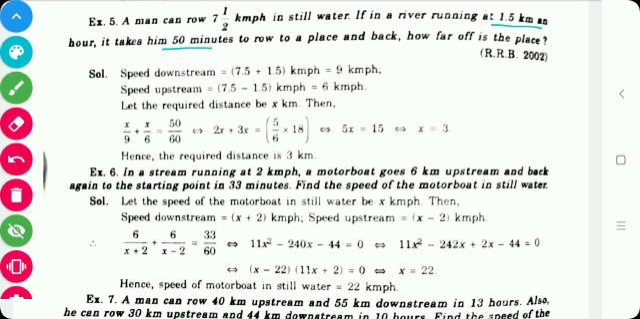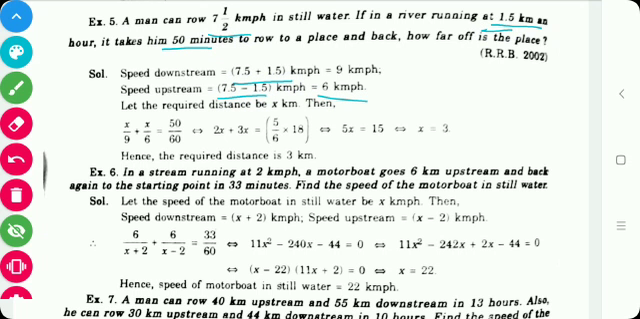Okay, so first we will see the speed of downstream and upstream. So the speed downstream is equal to 7 and 1 by 2, means 7.5, plus 1.5, so speed downstream is 9, and speed upstream is 7.5 minus 1.5, means 6 km per hour. Okay, we have to find out the distance.